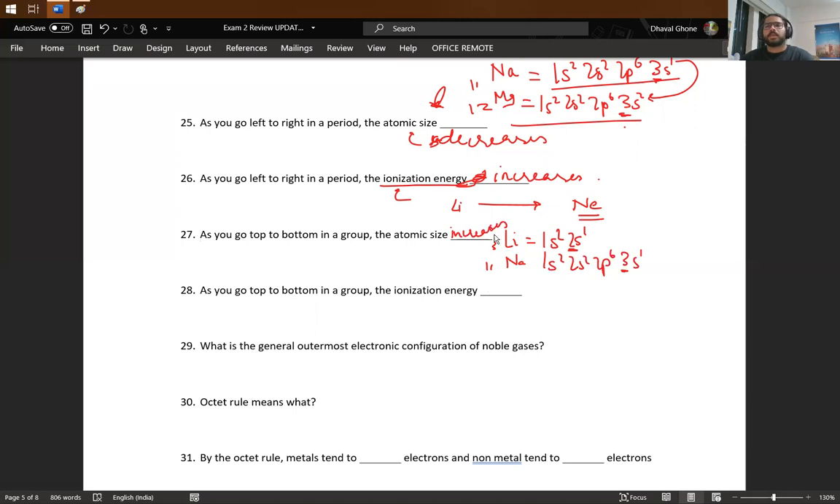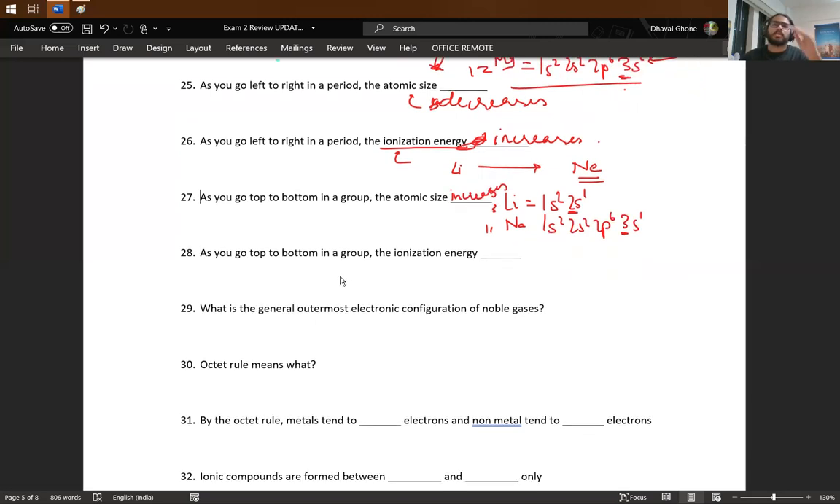Increases. Perfect. And as you go top to bottom in a group, what happens to the ionization energy? We said the size increases, so the outermost electron goes further away. That decreases the attraction force between the electron and the proton, and it becomes much easier to pull out the electron in the same group, so it will decrease. You need less energy. So as you go top to bottom, the requirement decreases.